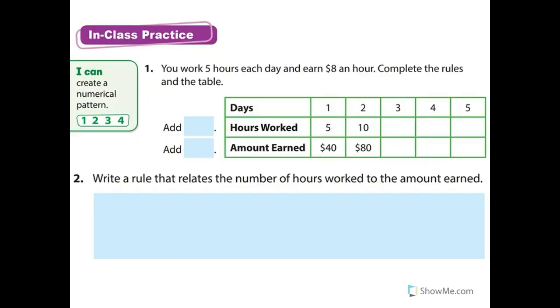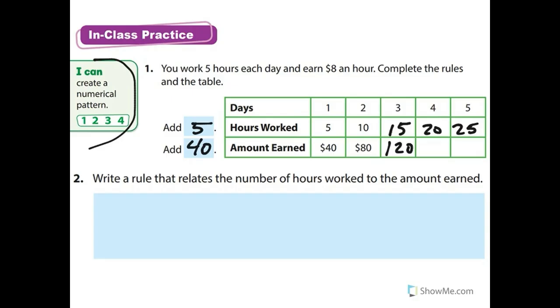Alrighty, let's do some in-class practice. Alright, well, our I can statement there says I can create a numerical pattern. So you work 5 hours each day and earn $8 an hour. Complete the rules and the table. Alright, so hours worked, well, what are you adding each time? Yeah, you're adding 5. And the amount earned each time, yeah, you're adding 40. So we've got 5, 10, 15, 20, 25, and then the amount earned goes up by 40.